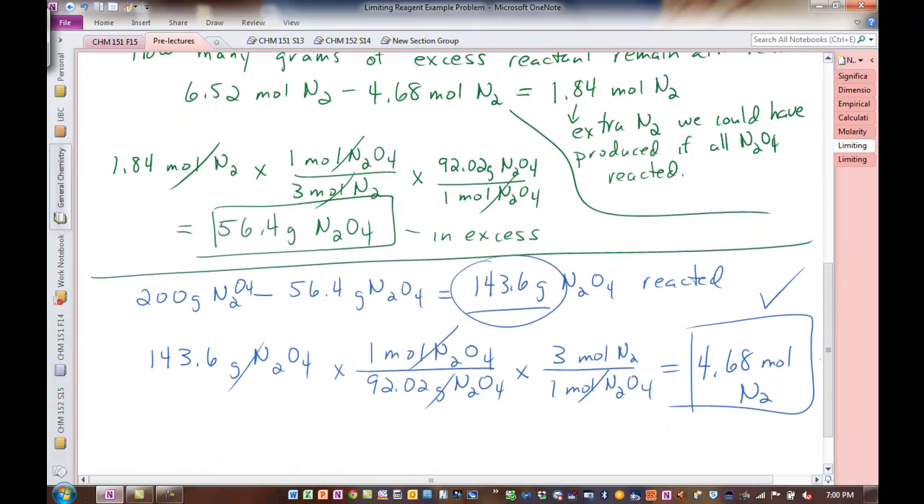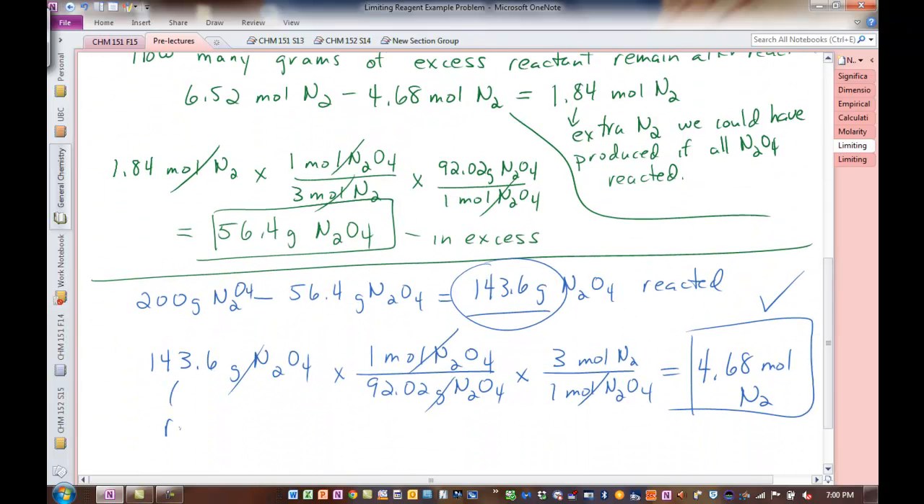And that should not surprise you. If 143.6 is the actual amount reacted, that should all run out and produce the same amount of product. So for the amount of excess, we must have been right, 56.4 grams. All right, so we did check and double check. It's kind of like the discount double check. Oh, that was really bad. Never mind. Forget I even said that.